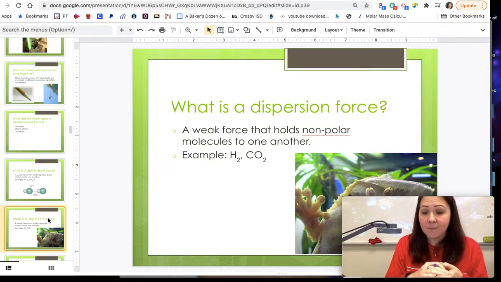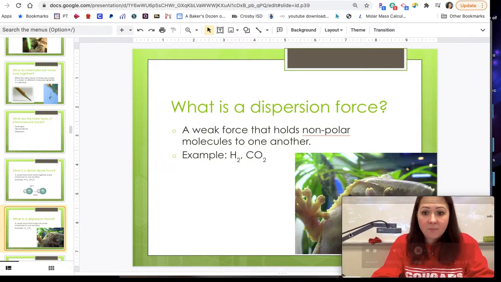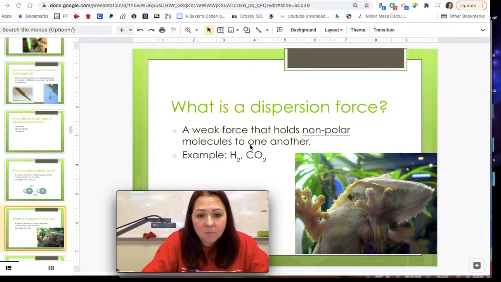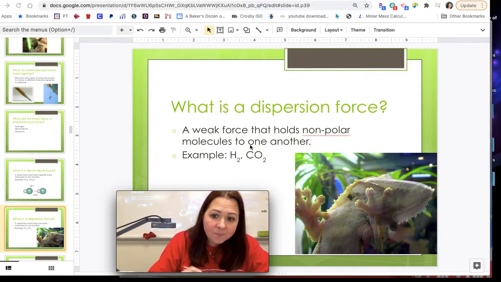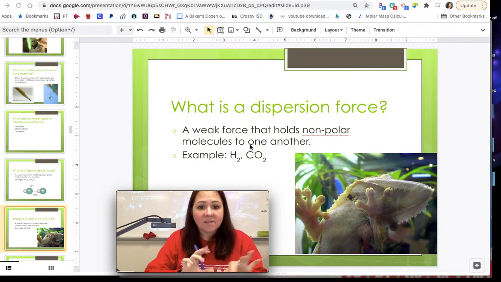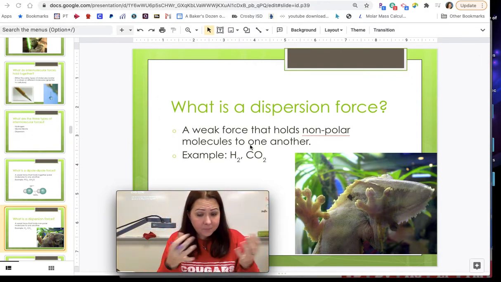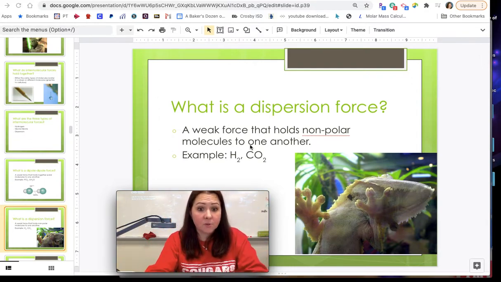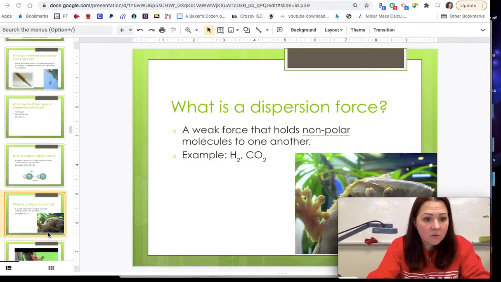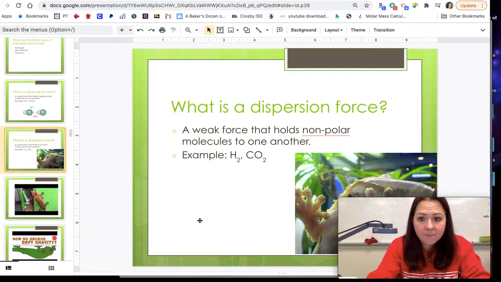This little guy underneath my picture here, that's a crested gecko. Some of you guys might remember I used to work at the zoo. So little crested geckos are the ones that will stick to glass. And as they stick to glass, they can climb up the glass. That's because of dispersion forces. If you have no clue what I'm talking about, I do have a video on the next slide.